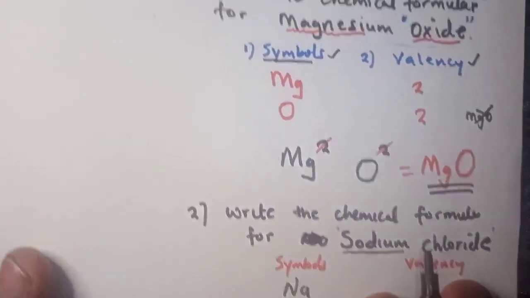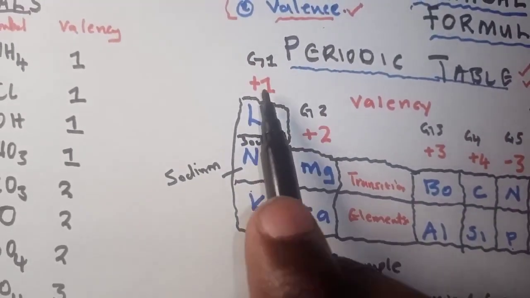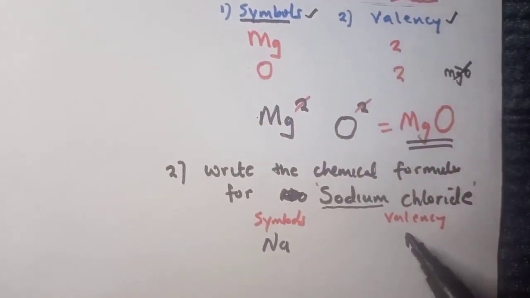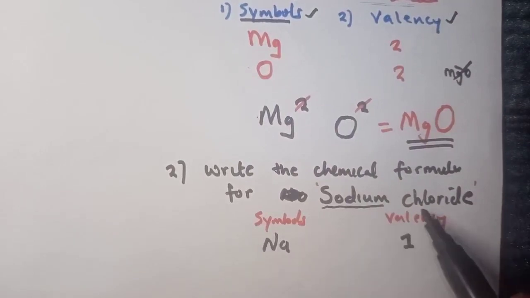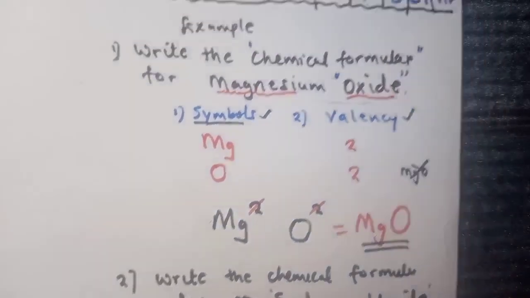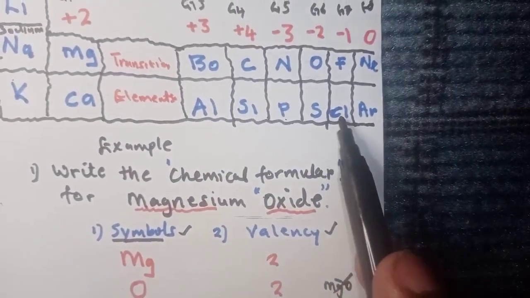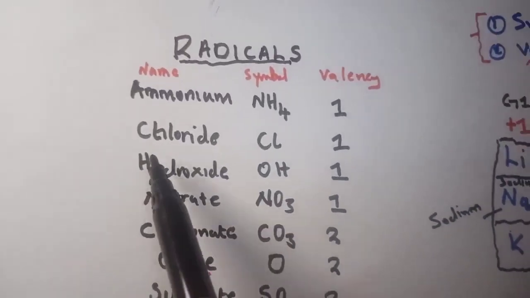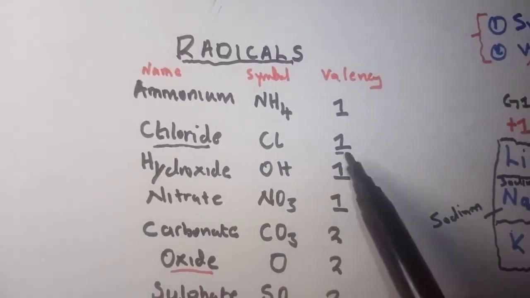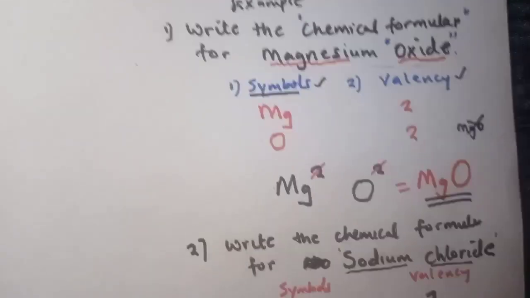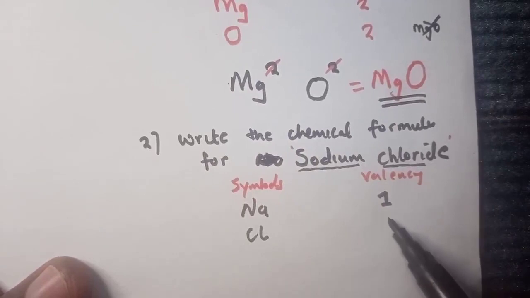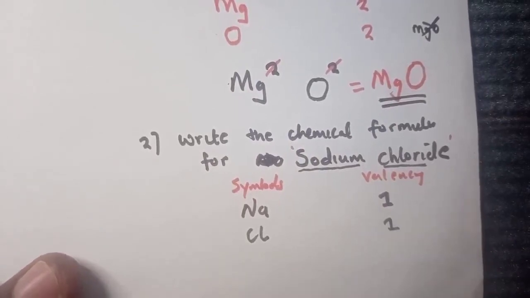What is its valency? Sodium is in group 1, so the valence is 1. Then chloride, you won't find it on the periodic table. You only have chlorine. But chloride is a radical. It has a valence of what? Of 1. So you're just going to write Cl and then 1.